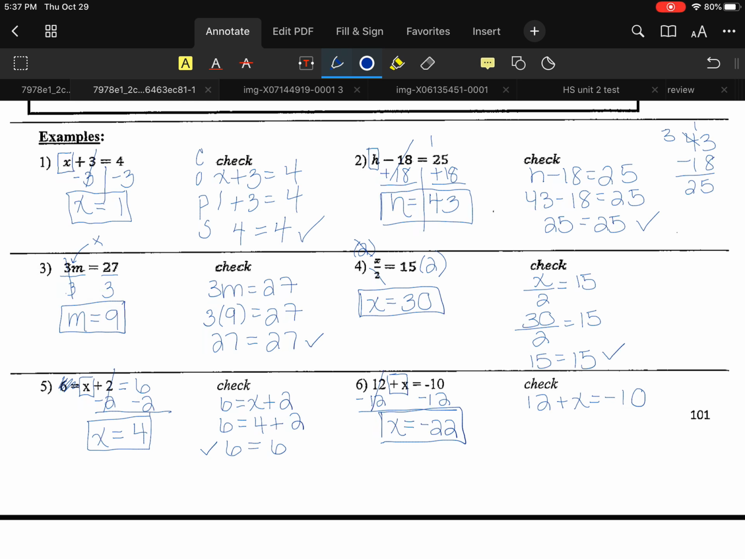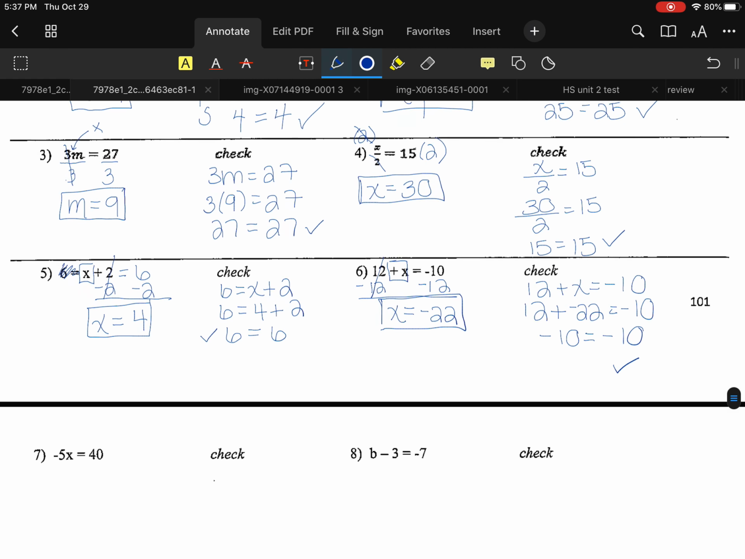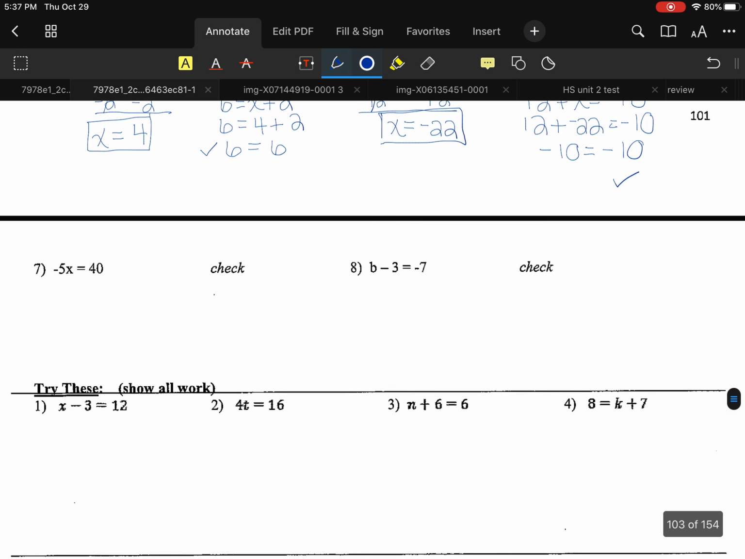Drives me crazy. So now I write down the original problem. I plug in my negative 22. So now instead of 12 plus x, it's 12 plus a negative 22, which we know is the same as saying 12 minus 22. But just go ahead and do 12 plus negative 22. And I'm going to do, signs are different. I subtract. I get a negative 10. Keep the sign of the higher number because I don't have a calculator handy. So it checks. Okay, so a couple more.